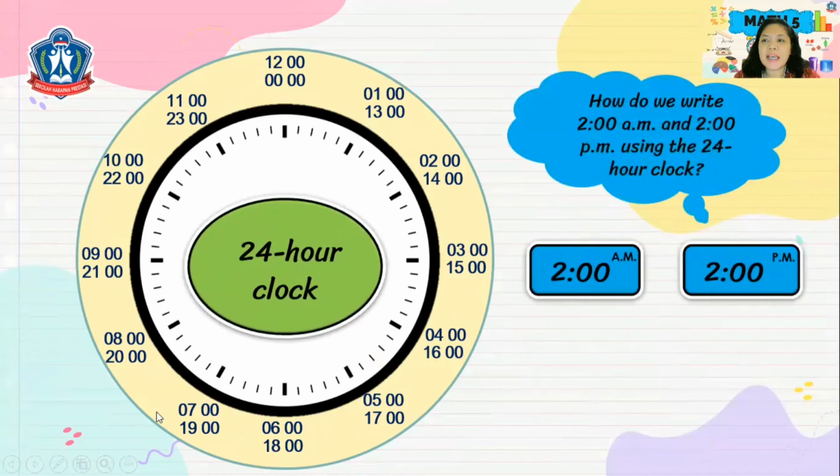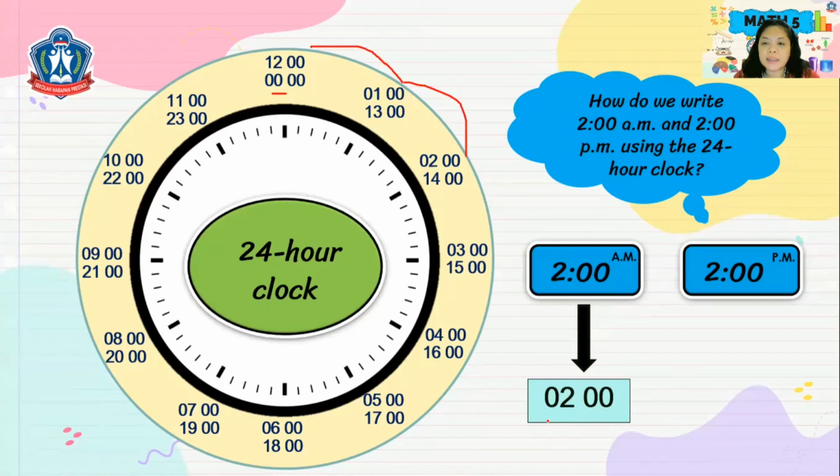Now, let's try to solve this. How do we write 2 a.m. and 2 p.m. using the 24-hour clock? Looking at our clock, if we have 2 a.m., it means it's morning. So we will write it as 2 o'clock. Remember, 12 midnight is the start of the day. That's why our time is written as 00. After that, we have 1 o'clock, 2 o'clock. So this is how to write 2 a.m. How about 2 p.m.? It's in the afternoon. It is written as 14 o'clock or 14 hour. Can you see the difference in writing 2 p.m. and 14 o'clock? How did we come up with 14 hour?